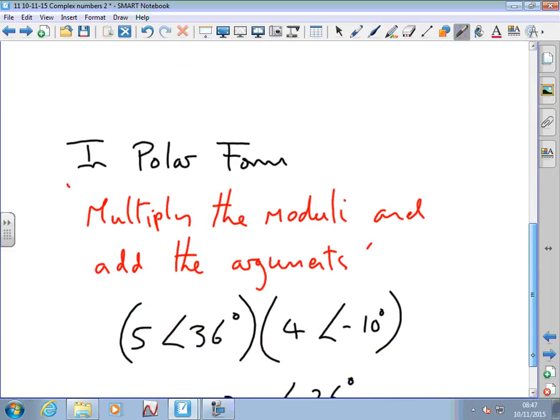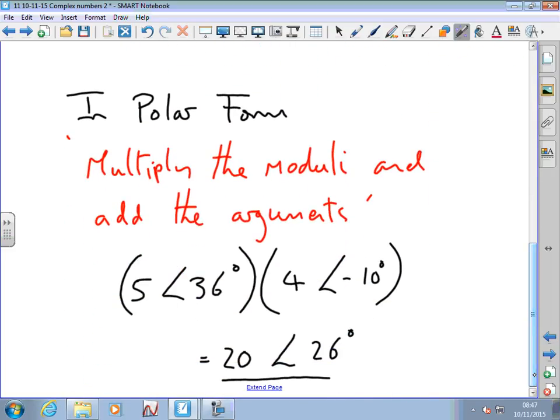In polar form, we just multiply the moduli, which is the magnitude in front, and add the angles or the arguments. Remembering the idea of the double negative, if that turns up.